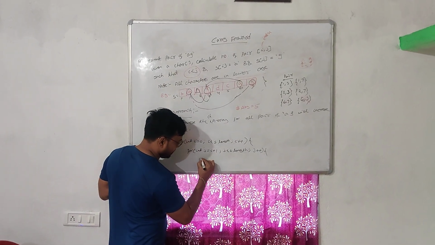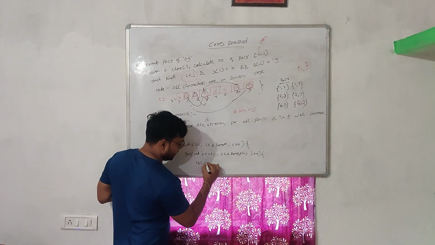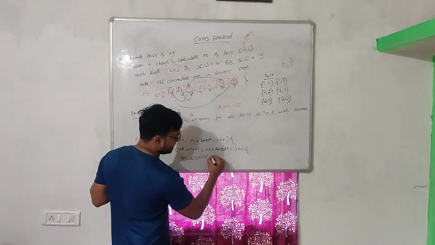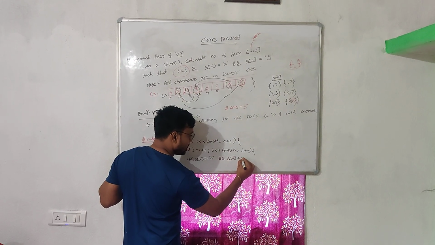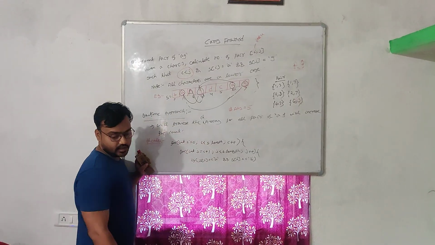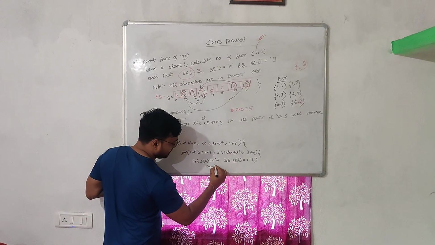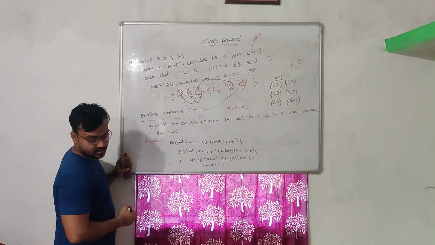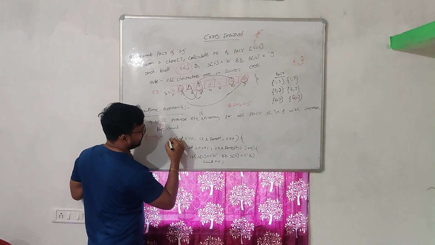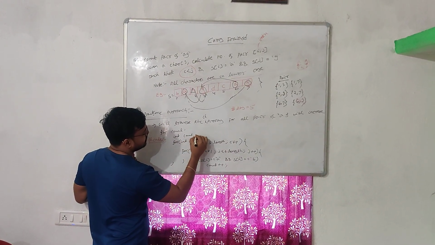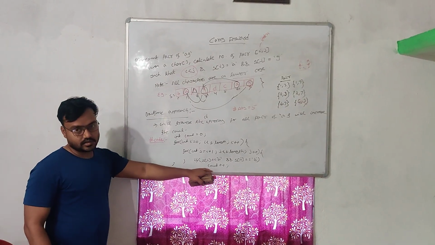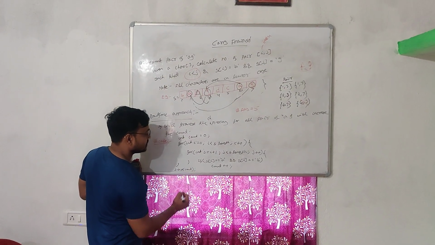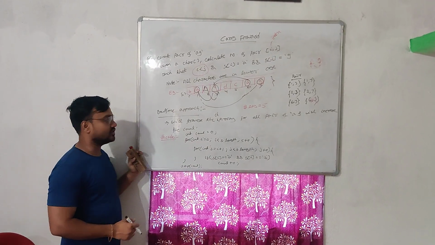Then I will check if s of i equals a, okay, and s of j equals b, then I will increment the count plus plus, then end of the for. Then I will just return. This count I can declare as int count equals to 0. So this count is my answer. I will just print this count. This is my answer for the brute force approach 1.